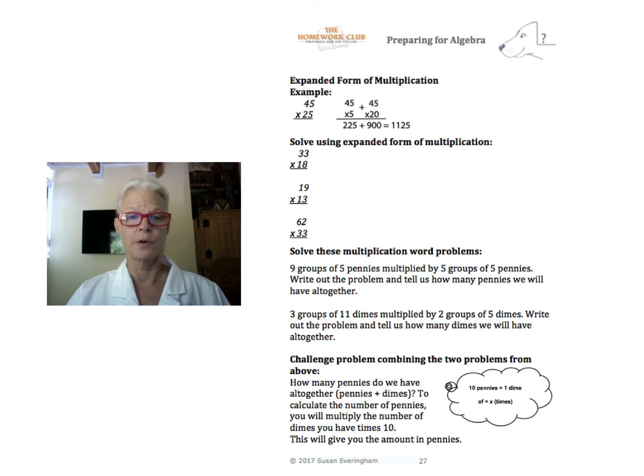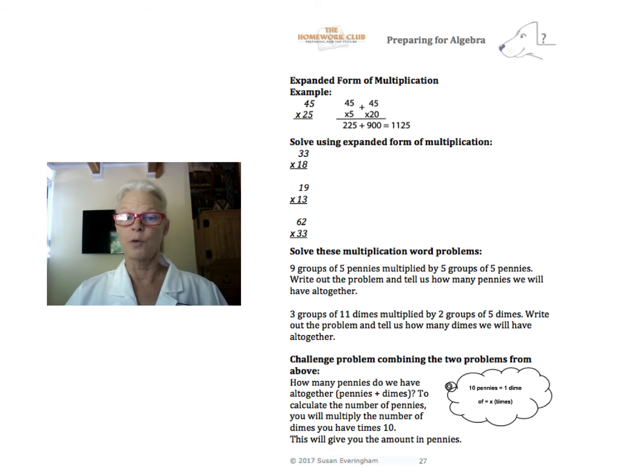So this expanded form of multiplication takes the 45 and it multiplies it by the 5, right, of the 25. And then in addition, it multiplies it to the 20. So you end up with 225 plus 900 equals 1125. So using the same expanded form of multiplication just like we did here, I'd like you to solve these three.